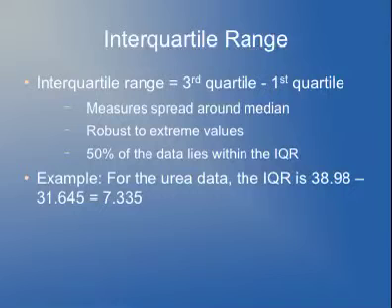For example, in the data set that we're looking at throughout this lecture, the interquartile range is 38.98 minus 31.645. So 50% of the data lie within 7.335.